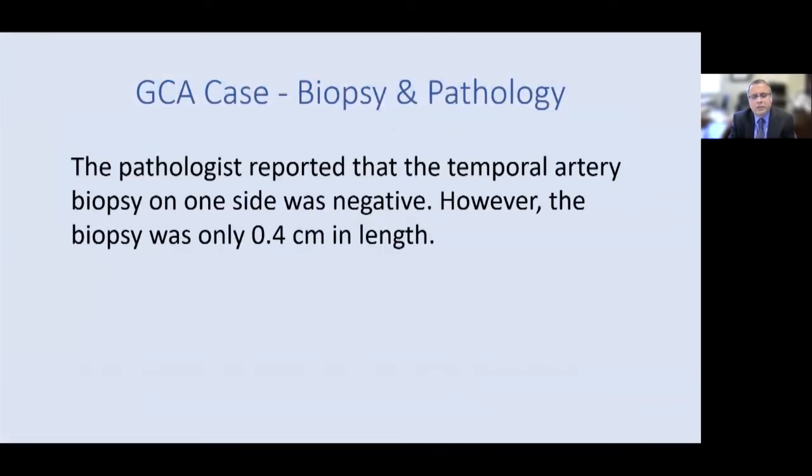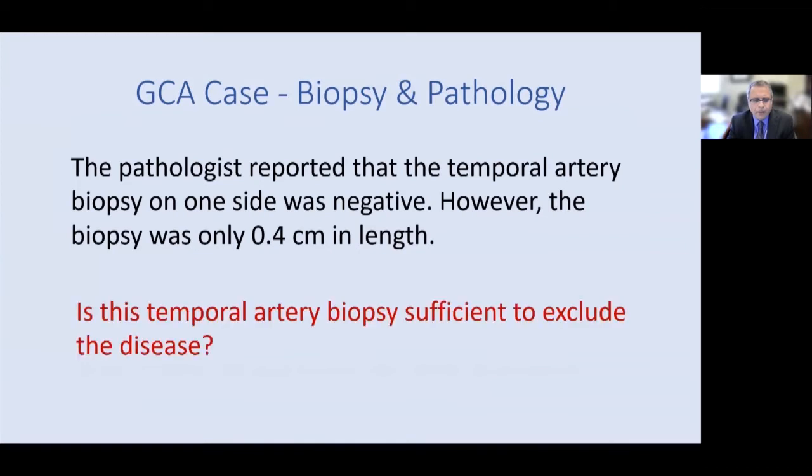So the pathologist, once you do the one-sided biopsy, says that, well, the biopsy is negative, but the biopsy was only 0.4 centimeter long, so a very small, tiny biopsy. So is this temporal artery biopsy at this length sufficient to exclude the diagnosis, to say that the patient doesn't have GCA?